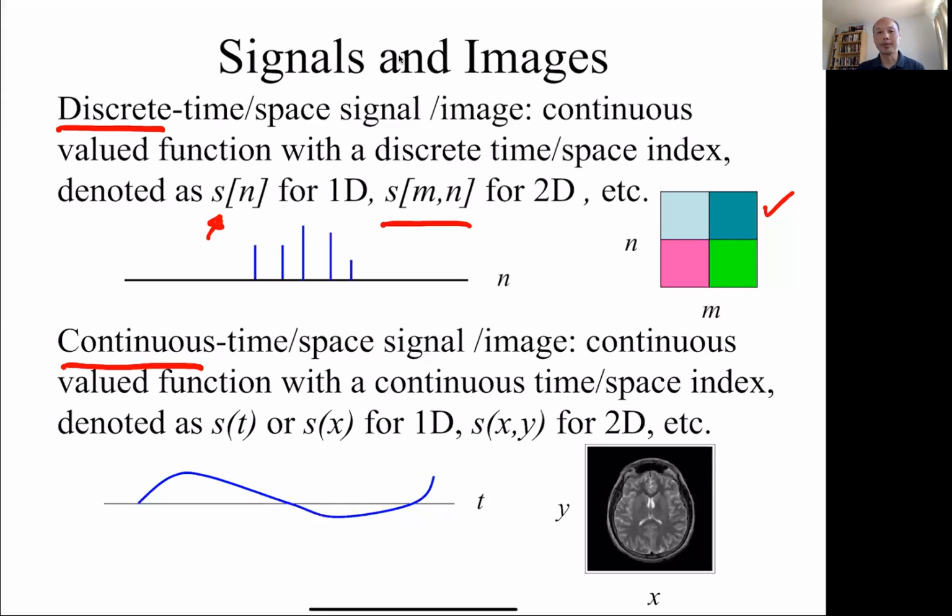Continuous time or space is typically what we use to describe what we see in the real world, for example if we're trying to image someone's body, their hand, their brain, their foot. Although maybe at the quantum level there is some discreteness, for all intents and purposes we assume it's continuous. For that, we use parentheses. So S of t for something varying with time, S of x for something varying in space in one dimension, or for two dimensions, which we'll deal with a lot in this course, an image S, which is a function of x and y, varying as a function of both x and y.